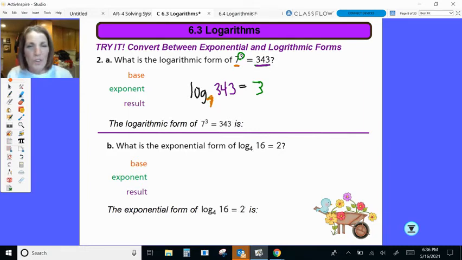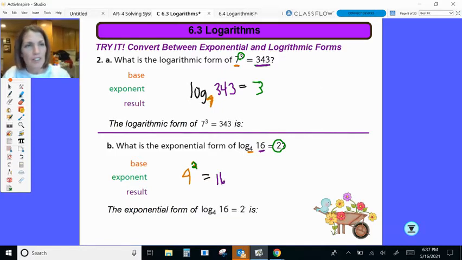Okay, next one. What's the exponential form of log base 4 of 16 equals 2? This time our base is 4. Our log is always equal to our exponent. Our result is 16, or argument. So our exponential form is 4 to the exponent, so squared, equals my result, which is 16. Okay, and there you go.